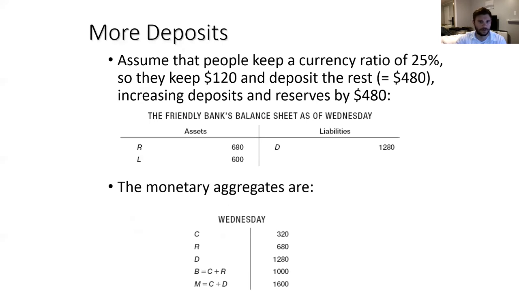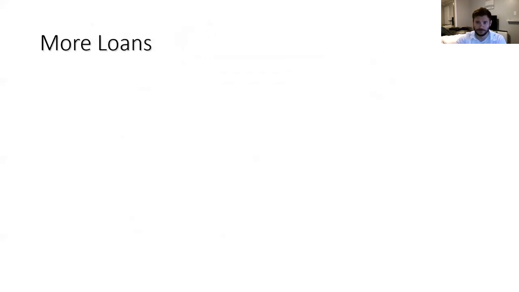Now, it doesn't go up by the same amount because every time the bank makes loans and people save some of that money as cash and put the rest back in the bank, the amount the bank has to loan out from that original $800 is getting smaller and smaller. Okay, so the bank's making more loans.